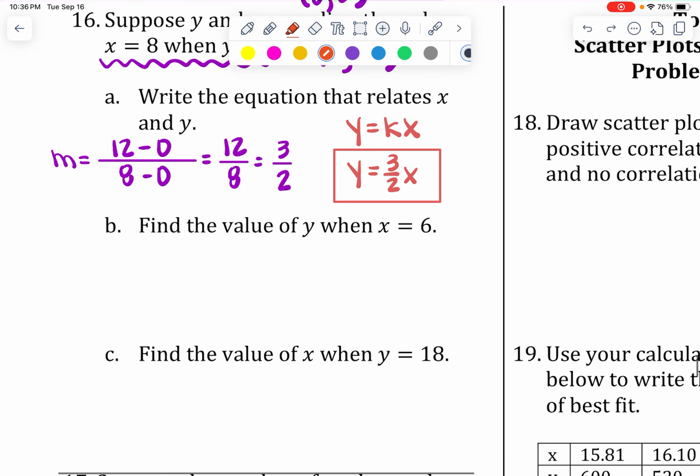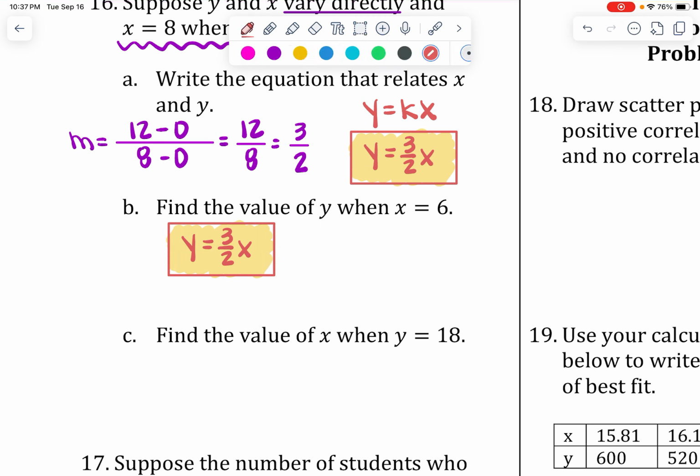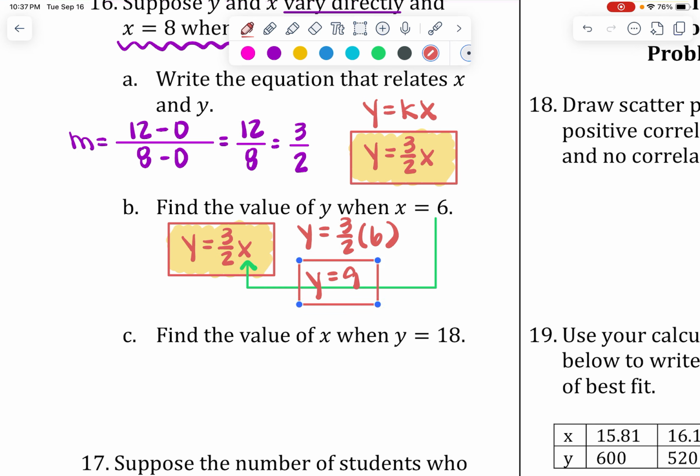Now we're going to take this equation right here and manipulate it. If I give you the x, you can give me the y. If I give you the y, you give me the x. Okay, so here we go. I'm going to copy and paste this. It says when x is 6. Well, that means I'm going to rewrite my equation and put a 6 in place of the x. So that gives me y equals 3 halves times 6, which gives me y equals 9. So when x is 6, y is 9.